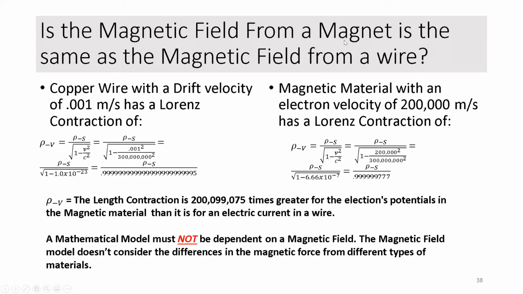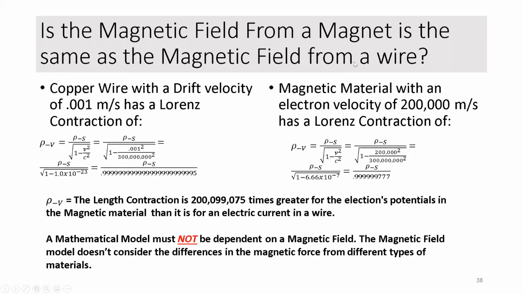But is the magnetic field from a magnet the same as the magnetic field from a wire? Well, a copper wire with a drift velocity of 0.01 meters per second is going to take the equation that we use to calculate the magnetic force, and it's going to give us this number for everything underneath at the bottom of the fraction, which is going to be 1 minus v squared over c squared. And that gives us this number.